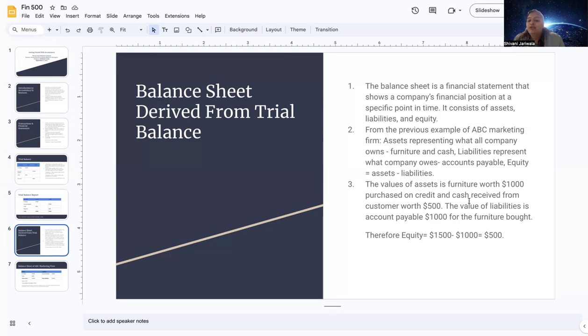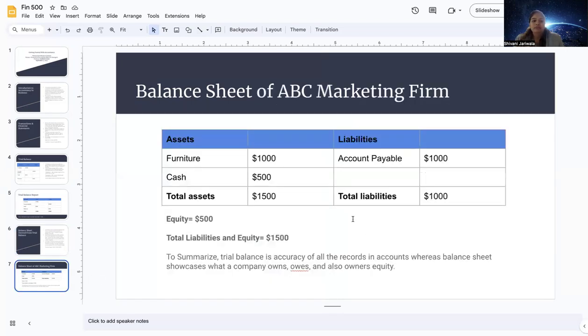Okay. So for the balance sheet, let's understand the value of assets was $1,000, which was purchased on credit, and the cash received was $500. Now, therefore, the equity of the firm, which is left after paying off all the debt and everything, is $500 in hand. Okay. So yes, this is how a balance sheet basically looks like. You mention the name of the firm and balance sheet, and then it's assets and liabilities and the amounts. So here we have figured out what is the equity.